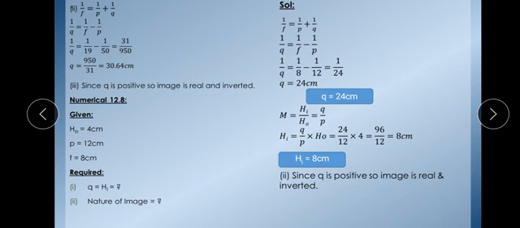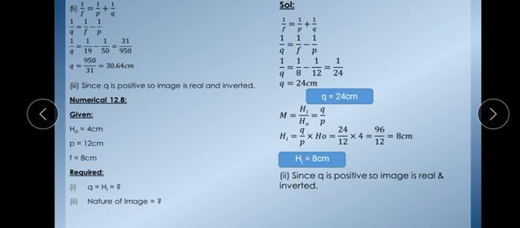So as for 12.8, the statement is: an object 4 centimeter high is placed at a distance of 12 cm from a convex lens of focal length 8 cm, calculate the position and size of image. Also state the nature of image.